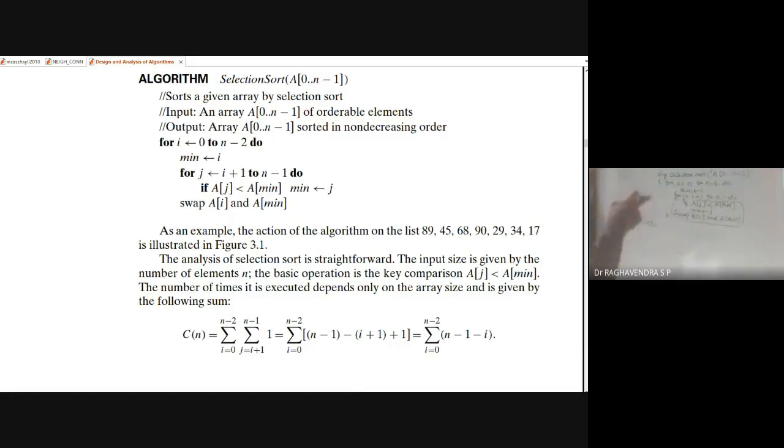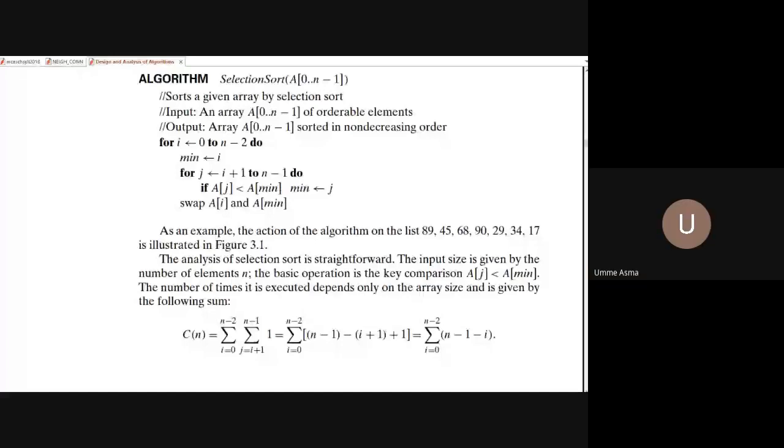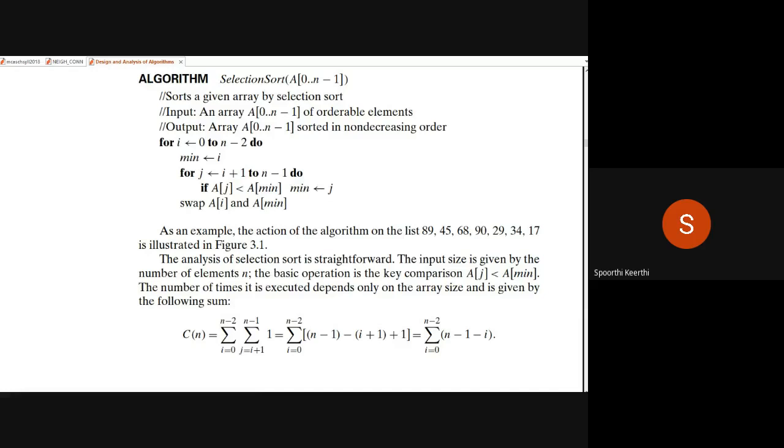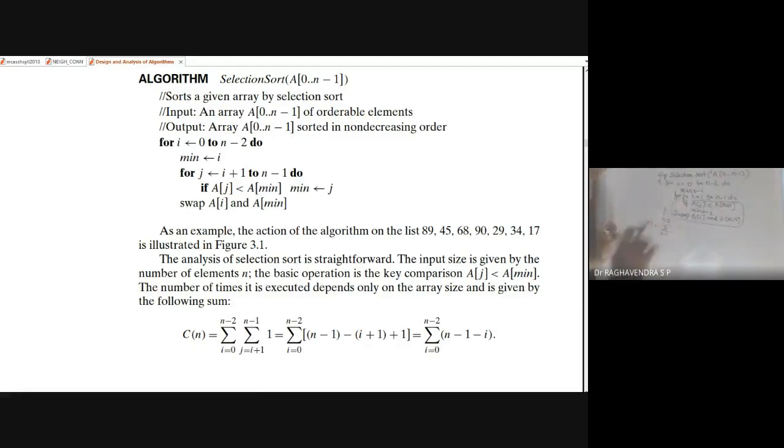So first for loop. Where is the first for loop? Here. Is it the I loop or the J loop? I loop, sir. The first for loop is the I loop. Very good. So for every for loop, take one sigma. So sigma, it varies from I equals 0 up to n minus 2. That is the first for loop.